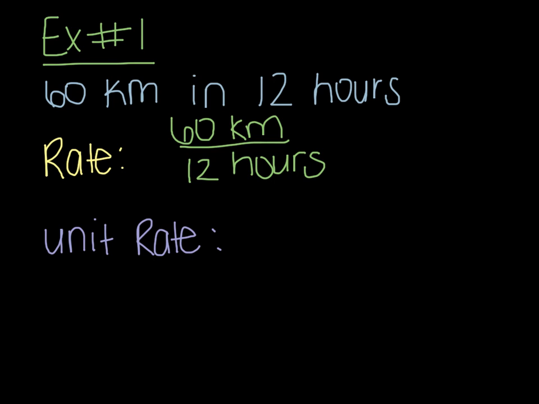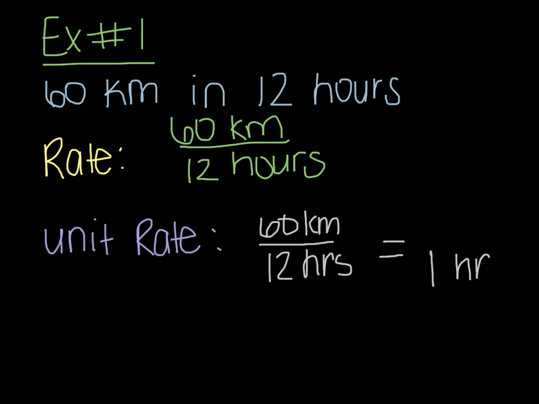Now my unit rate is where I want to get it to comparing it to one unit. So I am trying to get it to 1 hour. I want to see how many kilometers can I go in 1 hour. So I started with 60 kilometers in 12 hours, and I'm trying to get to 1 hour because a unit rate always compares to 1.